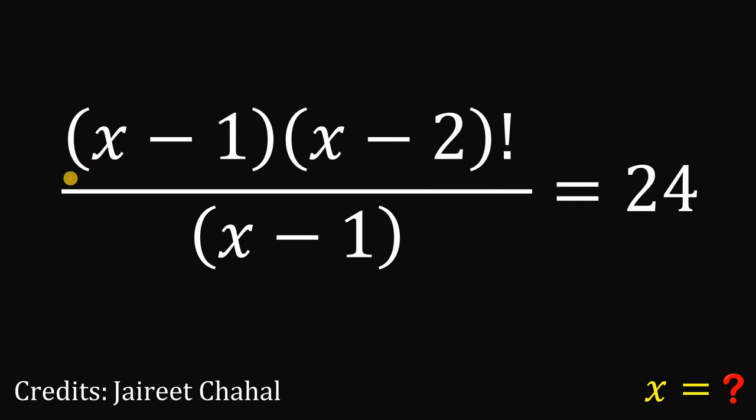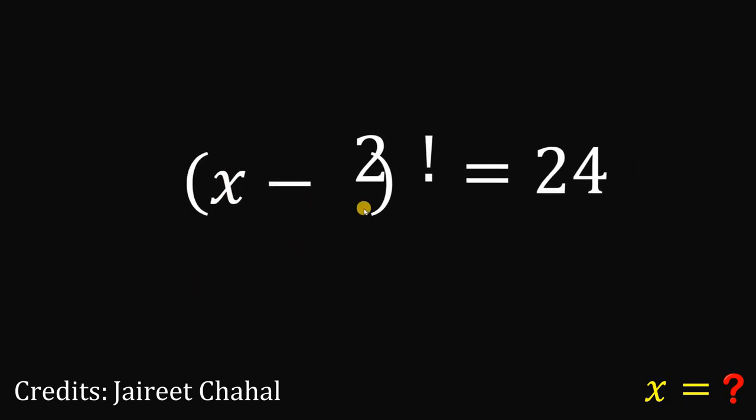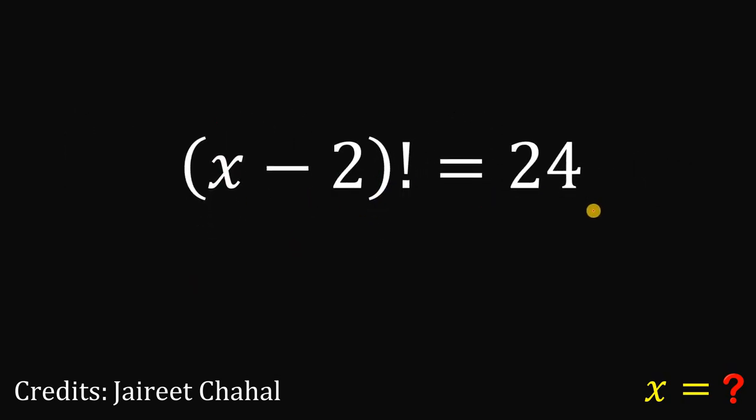And again, why do we do that? Because here on the numerator we have x minus 1. On the denominator we also have x minus 1. So we can cancel those terms. So this simplifies to x minus 2 factorial equals 24.